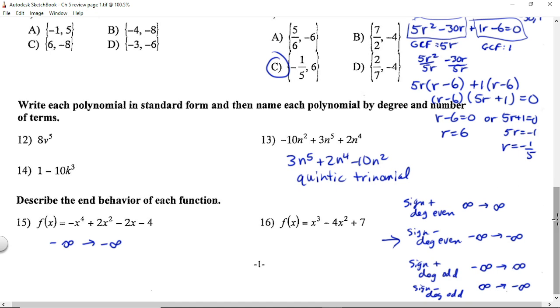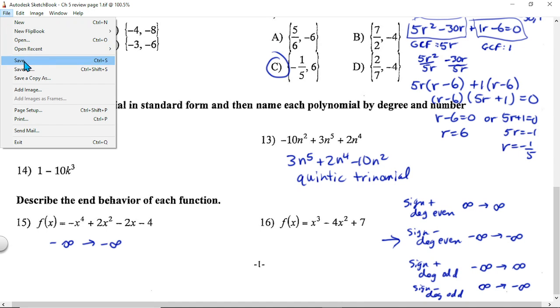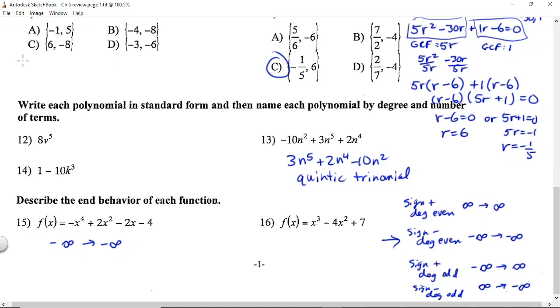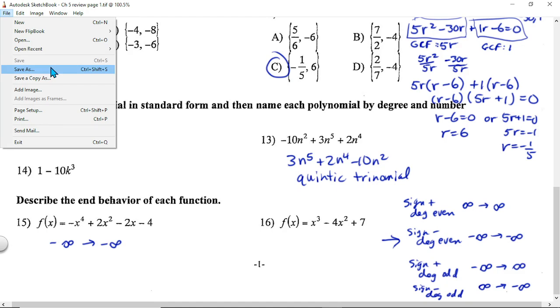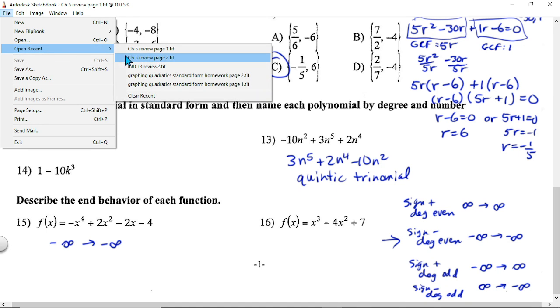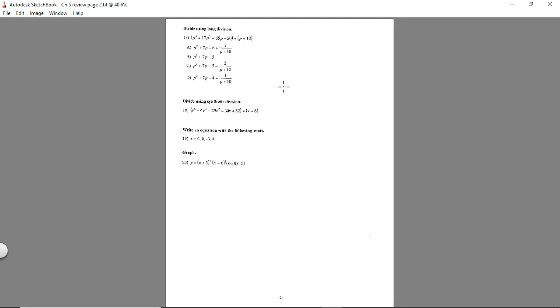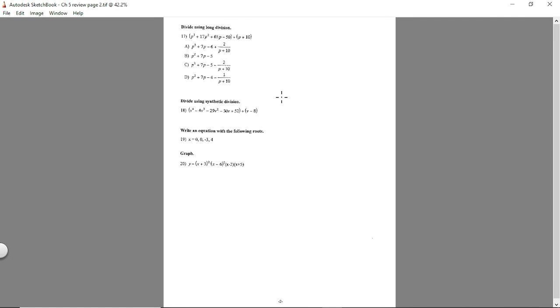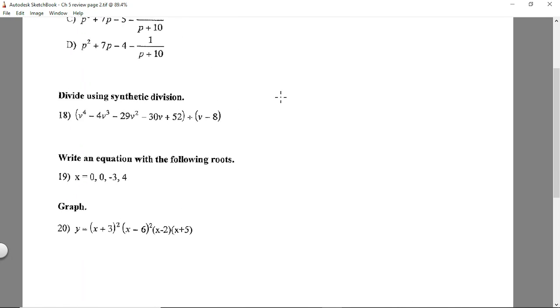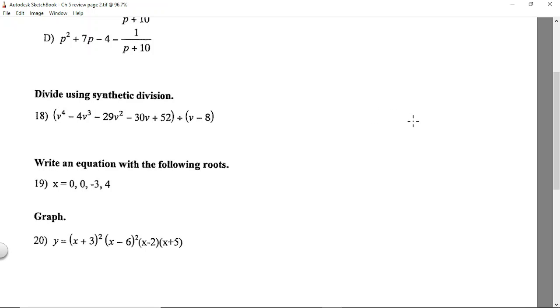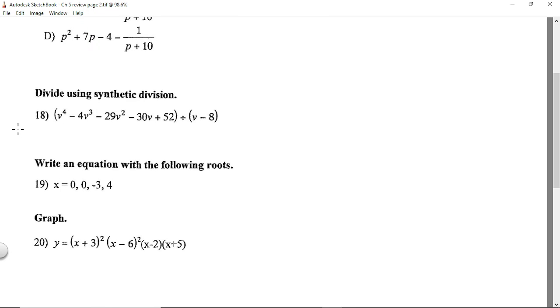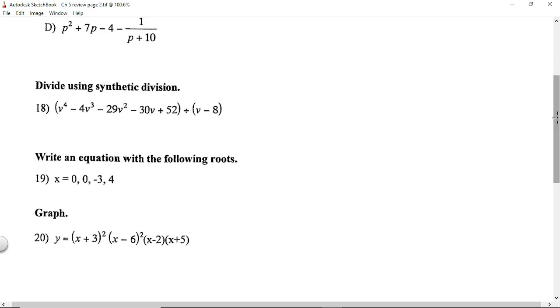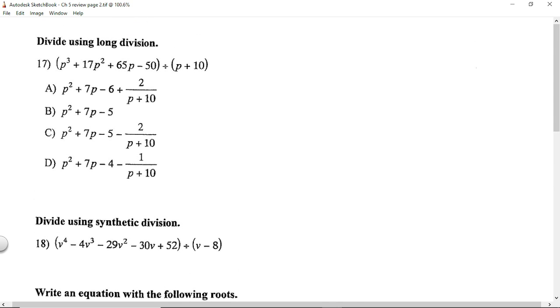So let's go ahead and look at the next page. We'll have to save this real quick, and then bring in the other page. Page 2. Zoom in on it. And let's look at the next one. Okay, long division. We love long division, don't we? Okay, so let's write this up.